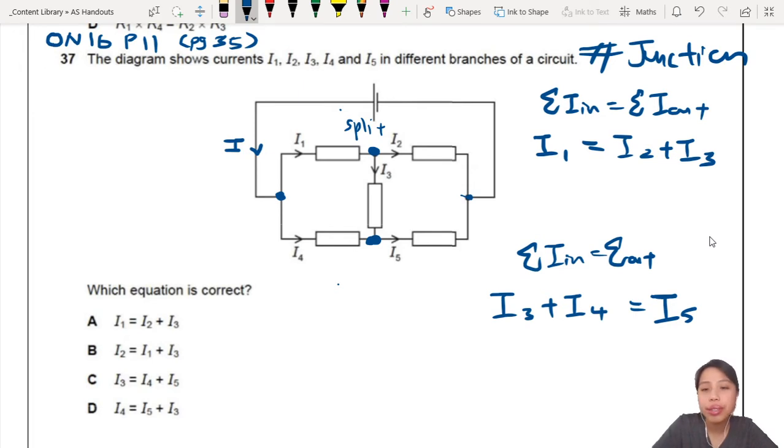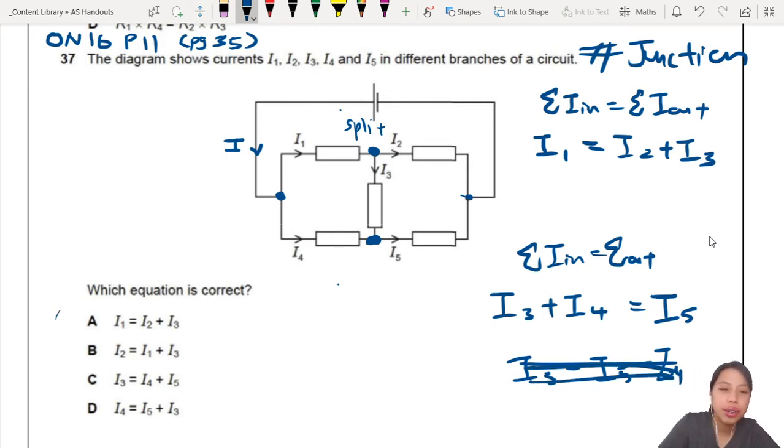So you can just rearrange all of these things if you want. You want I3 equals to I5 minus I4. But I have no need to rearrange. You see the answer here, all positive one. So here you have two equations already. So you have to see which one is correct.